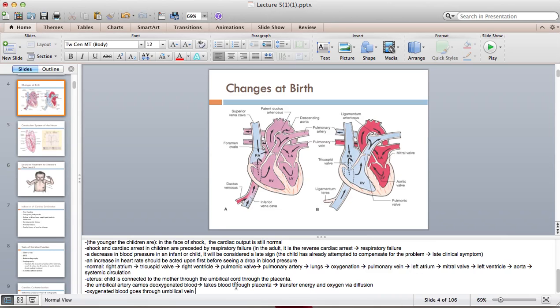So the blood from the umbilical vein will go through the liver into the inferior vena cava. And then it will pass through the ductus venosus that is located in the liver. That will shunt the blood directly into the inferior vena cava. So with that shunting of the ductus venosus, the blood does not really get into the hepatic arteries.